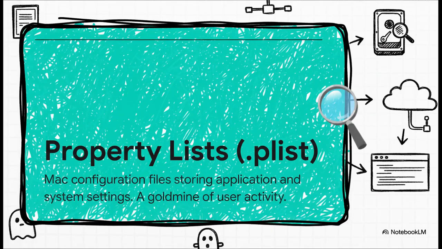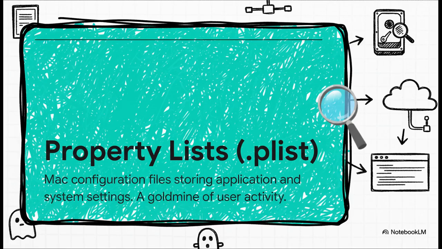Let's zoom in on some system-specific clues now. Macs have these things called property lists, or .plist files. You can think of them as the little memory banks for every application. They store everything from the Wi-Fi networks a computer has ever joined to the documents you've recently opened.